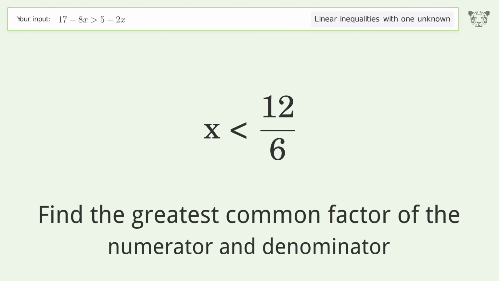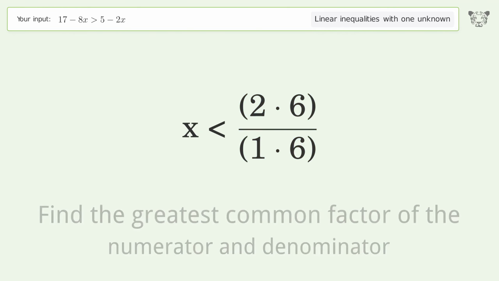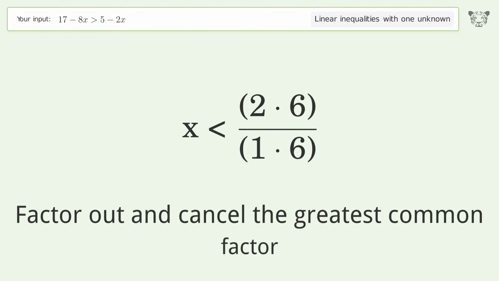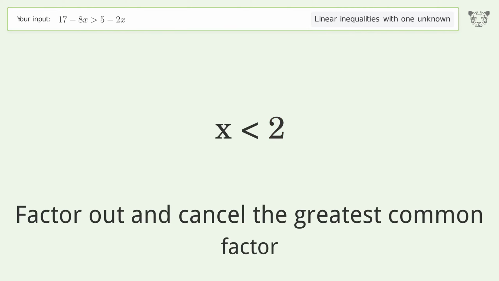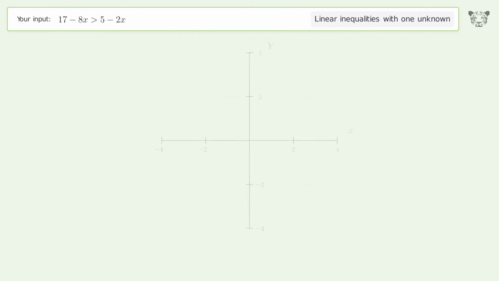Find the greatest common factor of the numerator and denominator. Factor out and cancel the greatest common factor. Plot the solution on a coordinate grid. And so the final result is x smaller than 2.